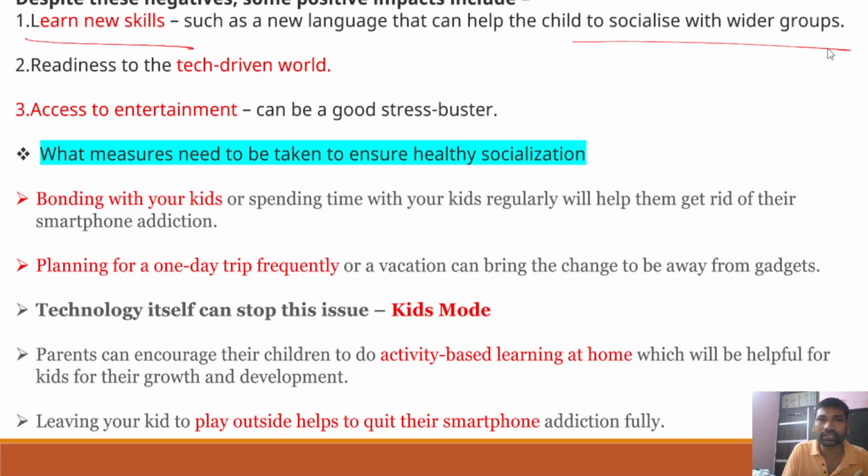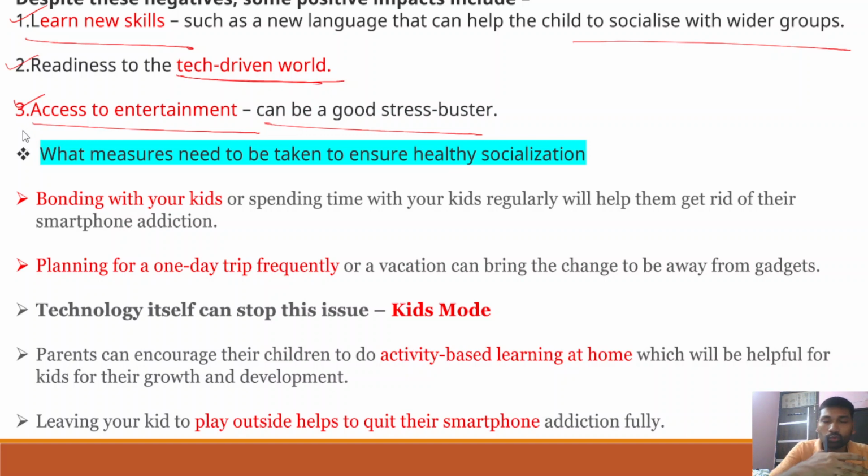Now we cannot completely say that mobile phones always have negative implications. Earlier also we have discussed that to some extent we can say that mobile phones have a positive impact, but misuse or overuse would be associated with negative consequences. So it would help learn new skills. And secondly, readiness for a tech-driven world. Now, the world we are experiencing is a tech-driven world, so it makes children ready for it. And thirdly, it would provide access to entertainment, and because of increasing stress levels, it would be some sort of a stress buster among the children, right?